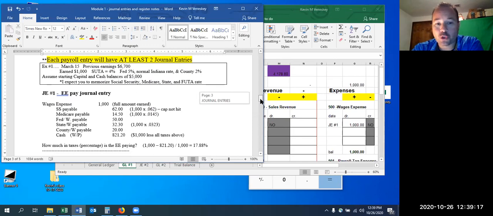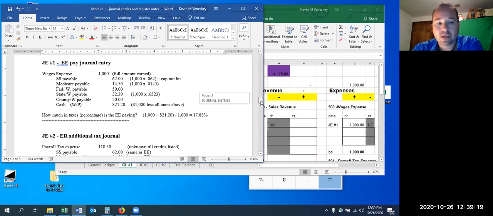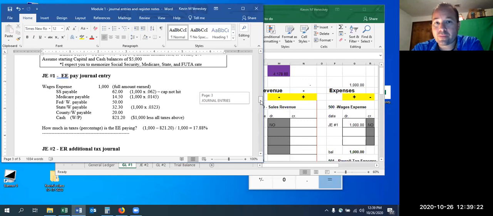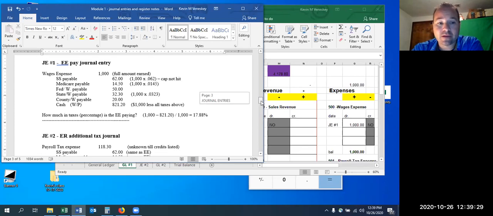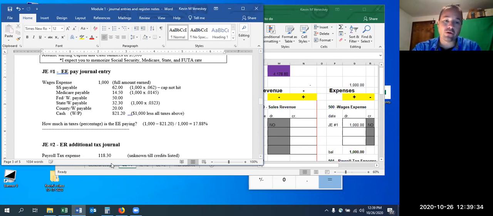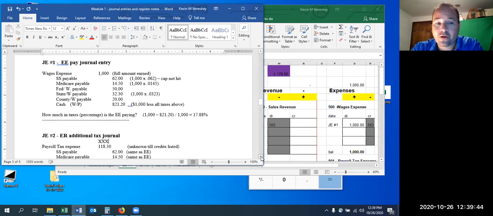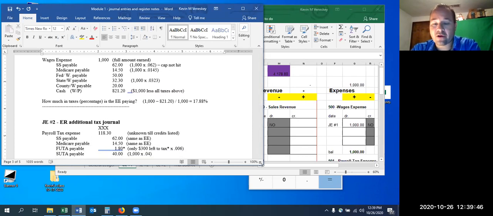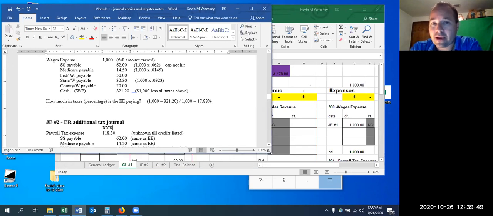Journal entry number 2. Well, what we're going to do here is figure out how much in extra taxes the employer has to pay. So my debit, you can start this out as you see the 118 here, but I don't know that until I'm all done. And so we start out with XX because it's an unknown. How we figure it out is we go through and calculate how much in taxes the employer has to pay in addition to the employee.